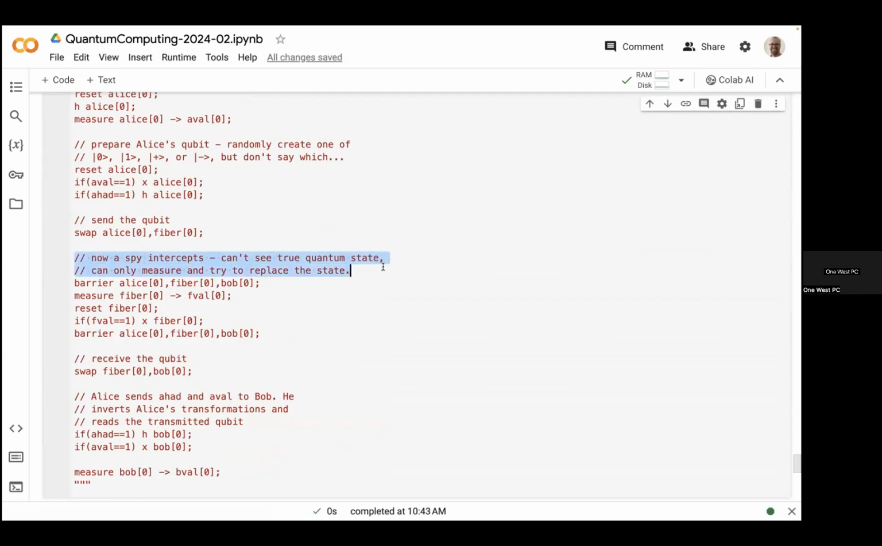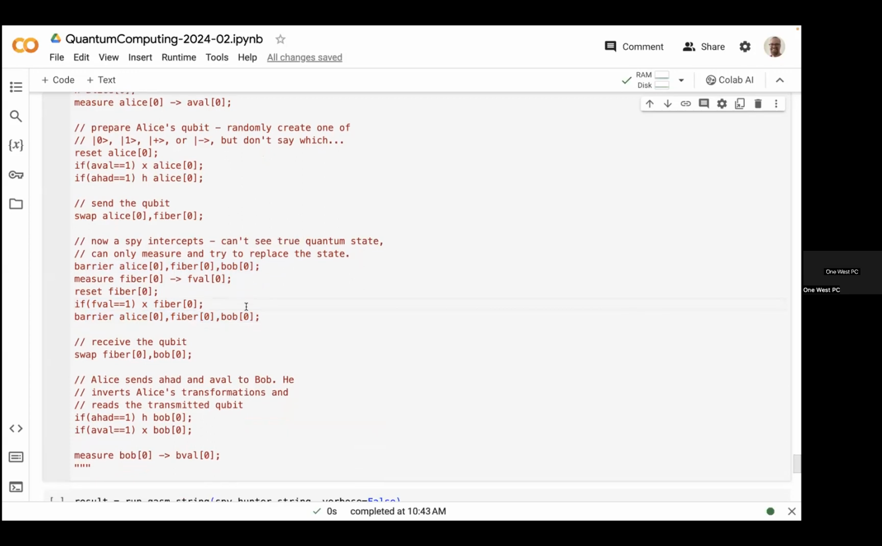She can't see the true quantum state, but she can make measurements, and then try to replace the quantum state based on those measurements. That introduces some modifications to the circuit. There's a measurement of the in-flight information, and a reset. Depending on what Eve measures, she puts back what she measures. Did she measure a 0? She puts back a 0. Does she measure a 1? She puts back a 1. You can kind of see where this is going.